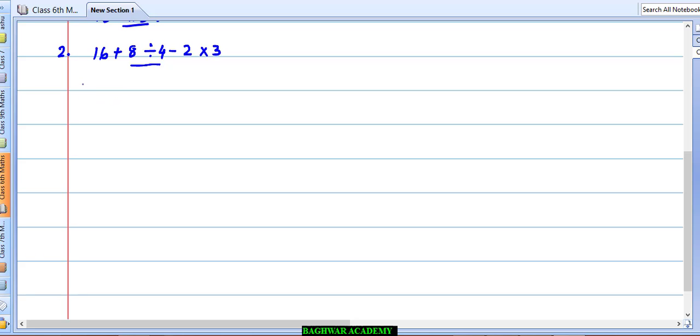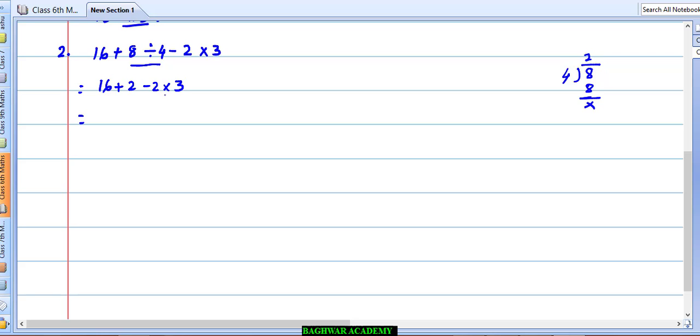So we will see how we will solve. 16 and then we have 8 divided by 4. So we need to divide 8 by 4. This will be 4 twos are 8. So we will write 2 over here. So we will write plus 2. Then minus 2 into 3 we have. Now we will see, here you have addition, here you have subtraction and here you have multiplication.